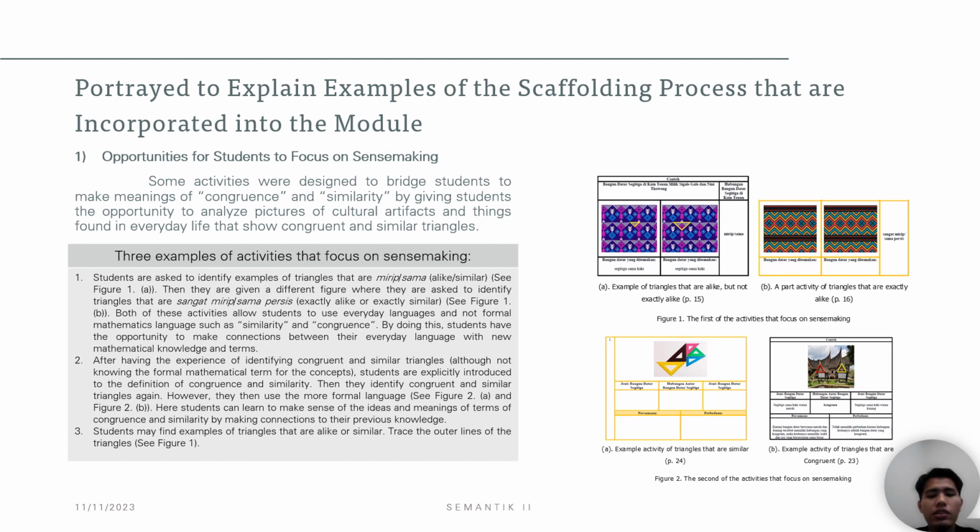However, they then use the more formal language, such as the example that we can see in figure 2.a and figure 2.b. Here students can learn to make sense of the ideas and meanings of the terms of congruency and similarity by making connections to their previous knowledge. And the last one, students may find examples of triangles that are alike or similar, trace the outer lines of the triangle. This can be seen in figure 1.